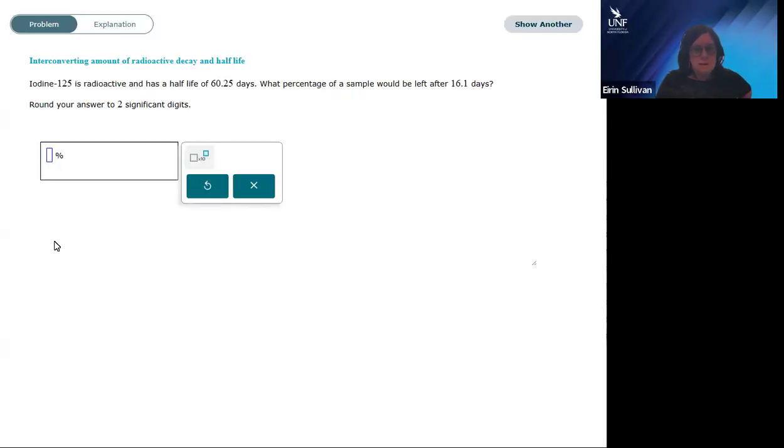Interconverting amount of radioactive decay and half-life. So for these kinds of questions, we are going to take advantage of the fact that radioactive decay follows first order kinetics. So the half-life, T1/2, is equal to the natural log of 2 divided by the rate constant k. The natural log of 2, if you don't want to put it into your calculator, is about 0.693.